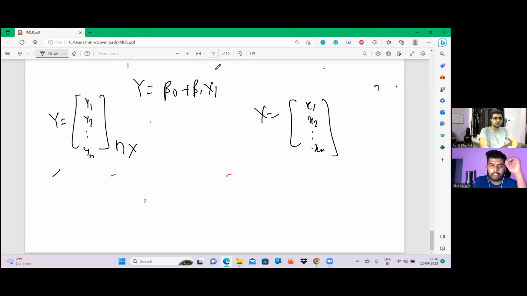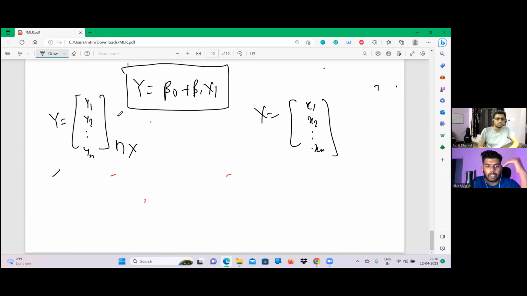If you want to write this particular equation in terms of matrices and vectors, because your y is not a single quantity, we have n values of y, how will we write this model in terms of vectors and matrices? तो हम लोग क्या करेंगे यहाँ पे? Let's say this is our y. So our y is equal to this beta naught plus we have beta 1 x1. We know that y is equal to x beta plus epsilon.